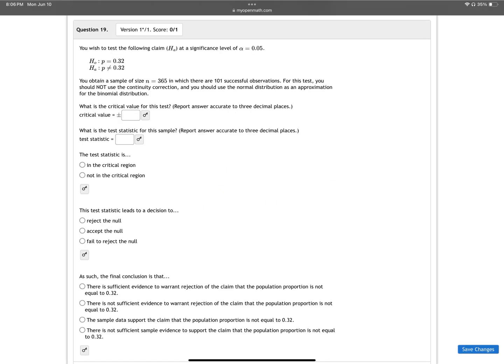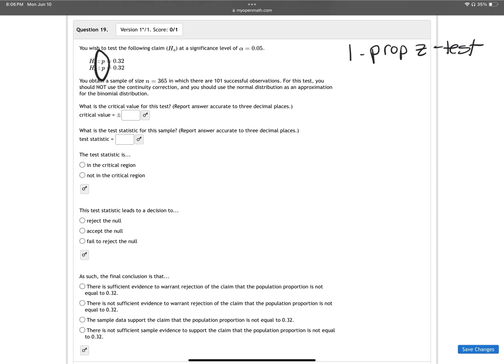All right, and the final one that was asked is number 19. This says, we wish to perform the following claim at a significance level of 0.05. So I'm going to stop here for a second. Just notice that this is a P, so this is a proportion test. And it's a one sample, a one prop z-test. And I know that already just because that's a P.